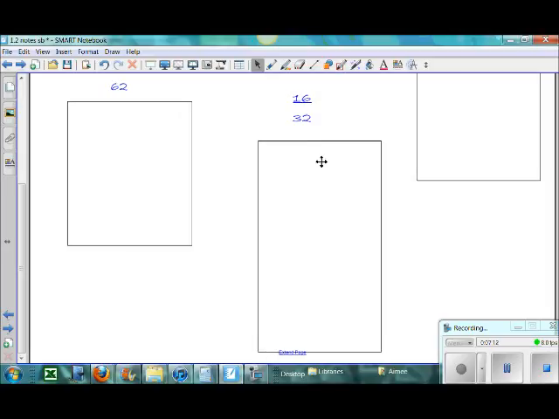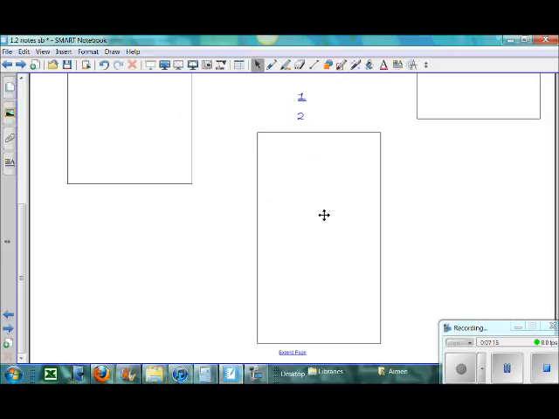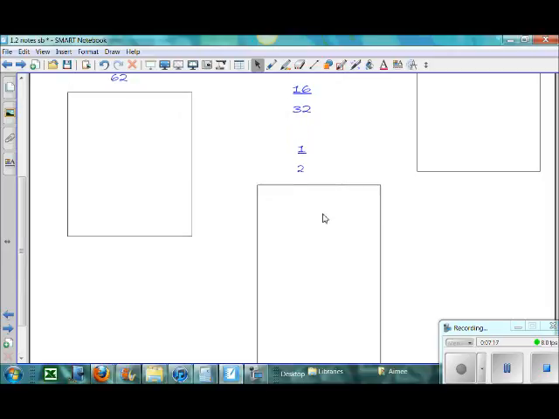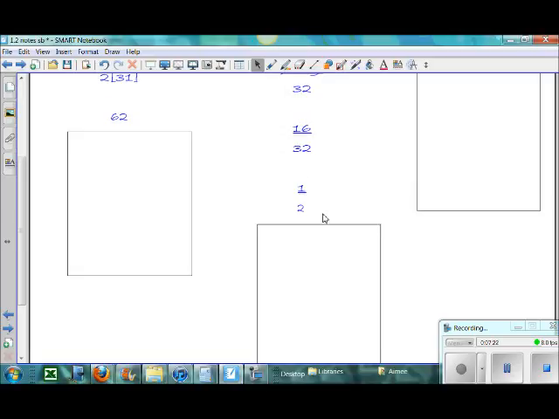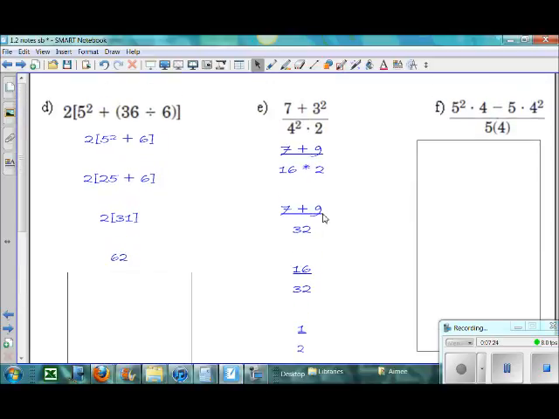You will need to simplify all fractions. So our final answer here for that one is 1/2, because 16 goes evenly into both 16 and 32. 16 goes into 16 once and into 32 twice.